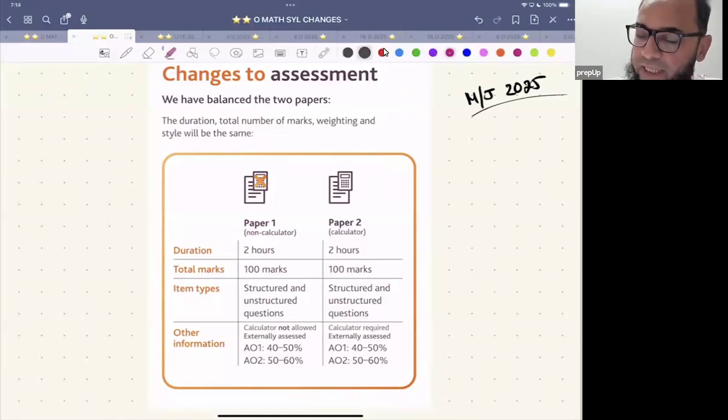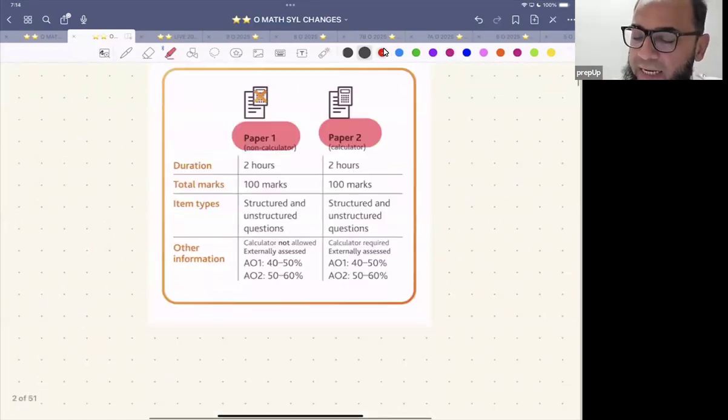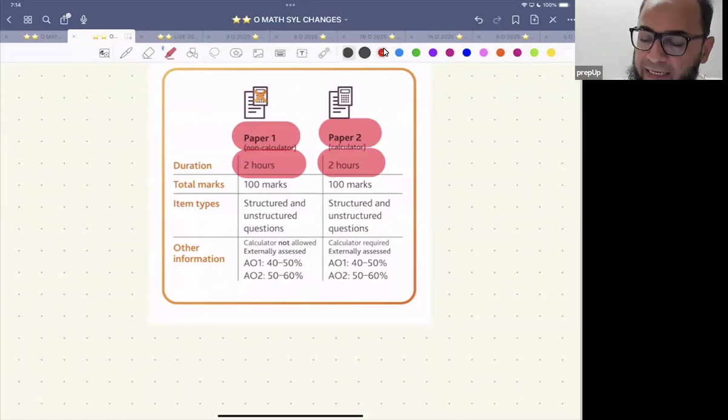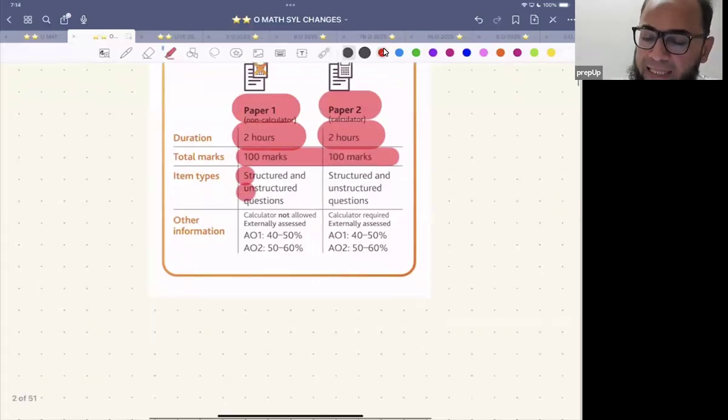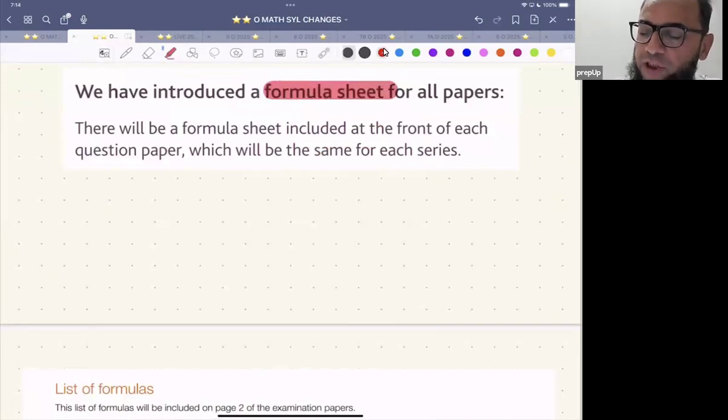The first change is that the two papers, the non-calculator and the calculator version, are of equal length. Second thing, equal length of time, equal marks. It's a combination of structured and unstructured questions. And then there is a formula sheet. That formula sheet is part and parcel of the paper.